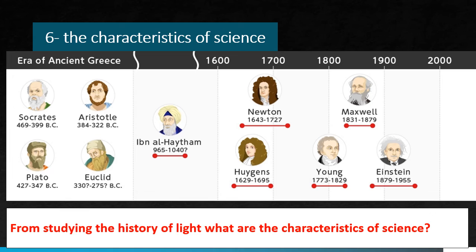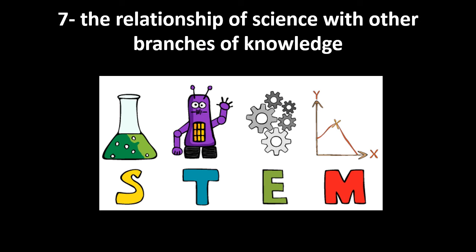these characteristics. Number seven, the relationship of science with other branches of knowledge. The curriculum should achieve the integration between science, technology, engineering, and mathematics. The STEM education now is among the most significant themes that drive science education research and practice today.